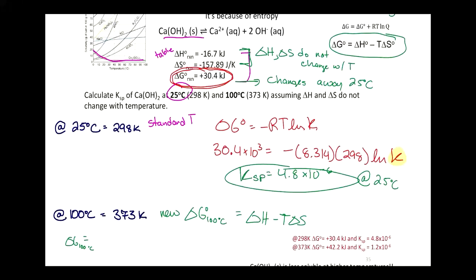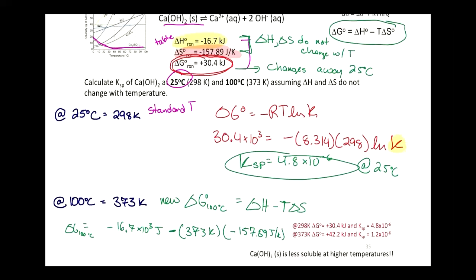So delta G at 100 degrees Celsius is equal to the enthalpy value, negative 16.7 times 10 to the 3 joule per mole, minus temperature, 373 Kelvin, times the entropy term, negative 157.89 joule per Kelvin. And so we have a new delta G value at 100 degrees Celsius. I wrote it right there: positive 42.2 times 10 to the 3 joules.